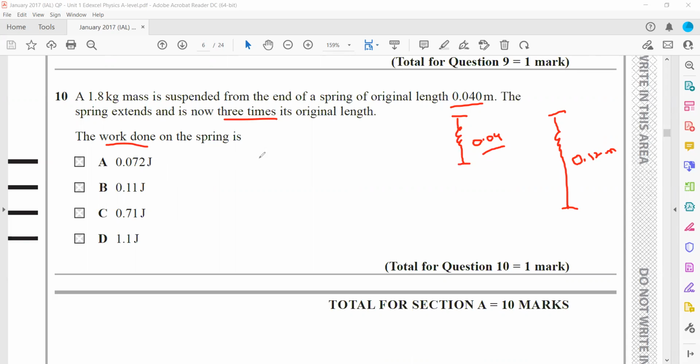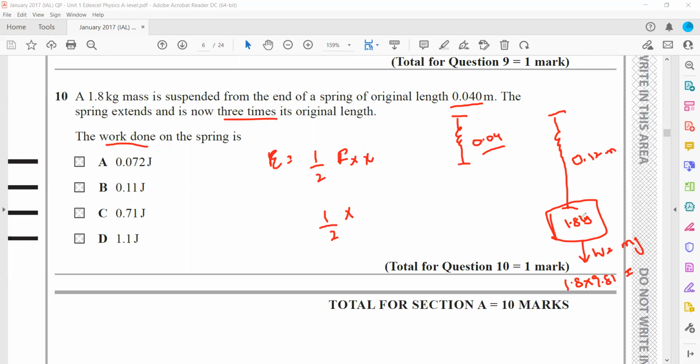What is the work done? How much energy is transformed? So work done or energy transformed is equal to half force into extension. So half. What about the force? 1.8 kilogram is not the force, that is a mass. So force is the weight. How do we calculate the weight? 1.8 multiplied by 9.81. In A levels, weight is a force, weight is mass multiplied by gravity. So 1.8 multiplied by 9.81 will give us how much force it will experience. So that is 1.8 into 9.81.